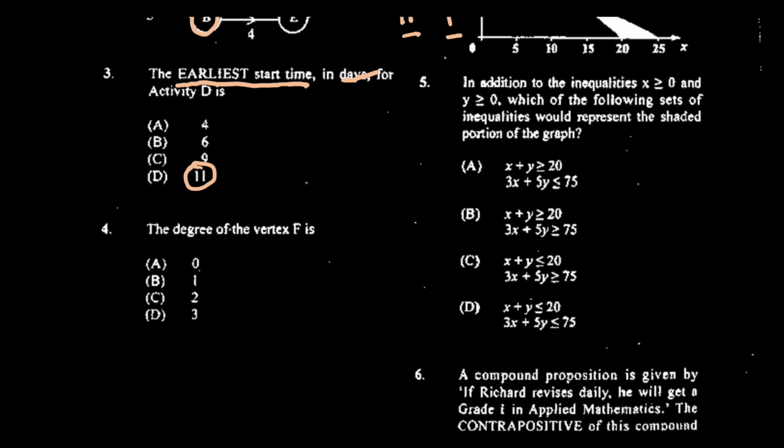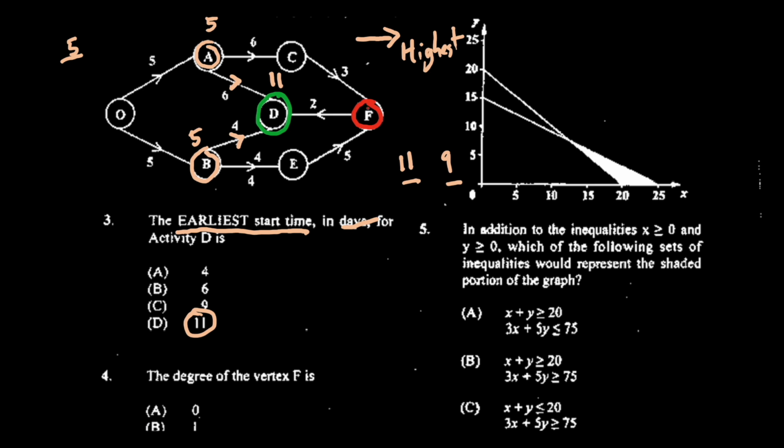Number 4 asks for the degree of the vertex F. So this is F, and when we're talking about vertex, we're talking about how many lines do we see coming into F. So we have here 1, 2, 3. The degree of the vertex of F is 3.